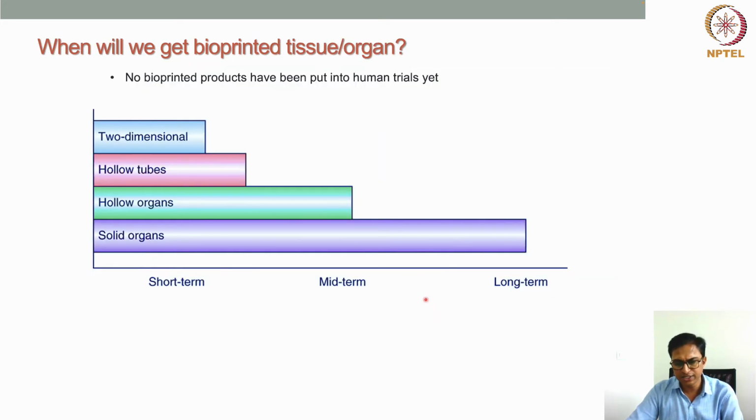Now, till now we have discussed the strength of bioprinting, by which we can generate different types of tissue or organ structures. But if you see, till now no bioprinted constructs have been put into human trials yet. There are no clinical trials for any of the bioprinted tissues or organs because of various reasons.